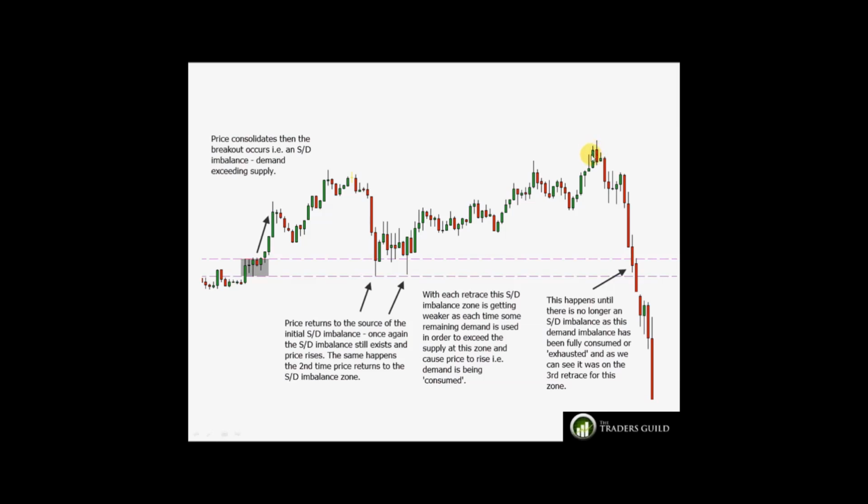But as we said, each time price comes back, the supply-demand balance is getting weaker. So the third time price comes back, it comes back with very good momentum, and we can see there is not much of a reaction here. There's a very small reaction, but price breaks out in the opposite direction, because there is no longer a supply-demand imbalance at this zone. There is no fresh demand left at this zone, so price pushes straight through, because the supply exceeding demand in this move is stronger than any remaining demand at this zone.